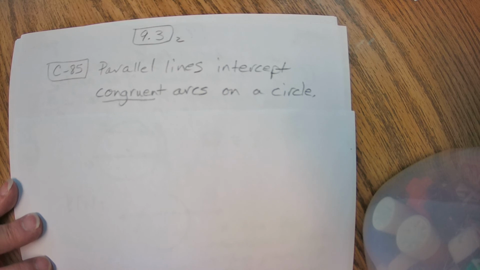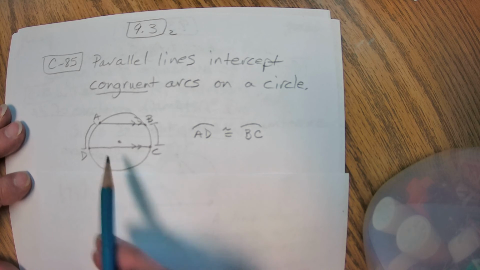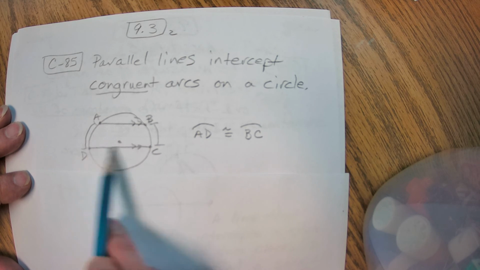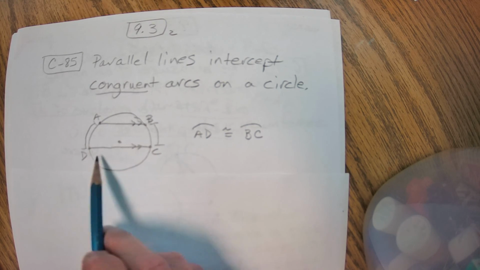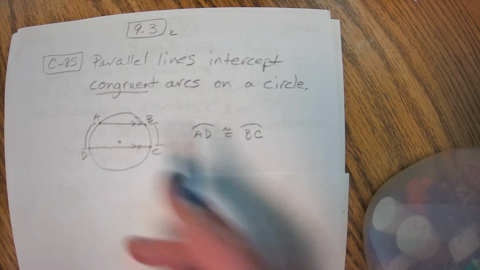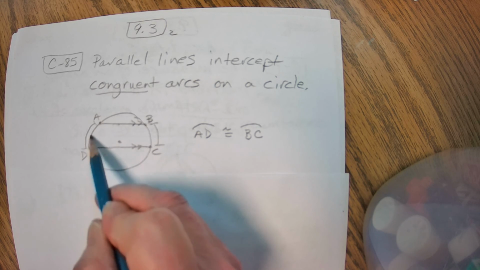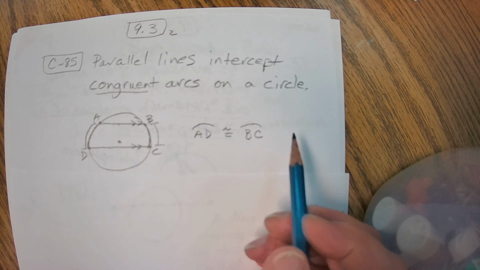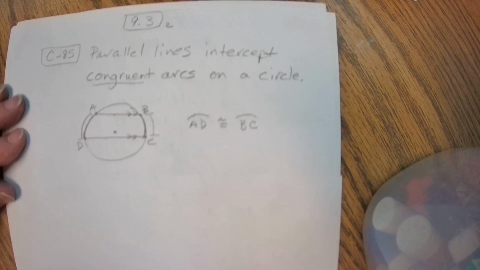C85 tells us that parallel lines intercept congruent arcs on a circle. So if these aren't really parallel lines, they're parallel segments, parallel chords, but you'll get the gist here. So if these are parallel, then this arc is congruent to this one. Remember, that's how we denote arcs.